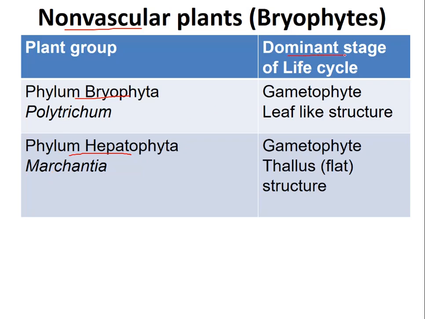So what is the dominant stage of the life cycle? Remember, in the life cycle, there are the stages of gametophyte and sporophyte. For non-vascular plants, the dominant stage of the life cycle is the gametophyte. What is the structure of the gametophyte, or how does the gametophyte look? For Bryophyta, the gametophyte looks like a leaf-like structure, whereas for Hepatophyta, it looks like a flat thallus structure. Okay, all right. So now let's continue.